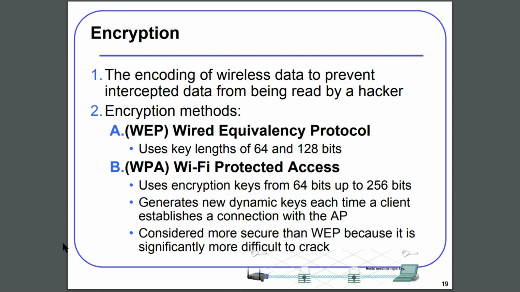So let's move to the next slide. In this slide, you can see encryption, the encoding of wireless data to prevent intercepted data from being read by a hacker. There are two types of encryption methods. First one is WEP, Wired Equivalent Privacy, and WPA, Wi-Fi Protected Access. WEP uses key lengths of 64 and 128 bits. Wi-Fi Protected Access uses encryption keys from 64 bits up to 256 bits and generates new dynamic keys each time a client establishes a connection with the access point. It is considered more secure than WEP because it is significantly more difficult to crack. That's why Wi-Fi Protected Access is usually used. So let's move to the next slide.